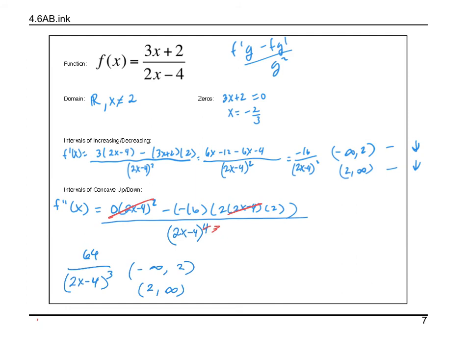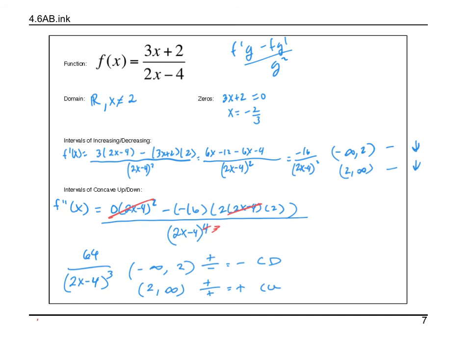I can use 0. So if I plug in 0 for the x, I would have a negative 4 cubed, which is a negative number. So I have a positive over a negative, which is negative, and concave down. And if I pick a value such as 3, then in the denominator, 2 times 3 is 6, 6 minus 4, so I'm going to be cubing a positive number. So both top and bottom are positive, and the graph would be concave up.